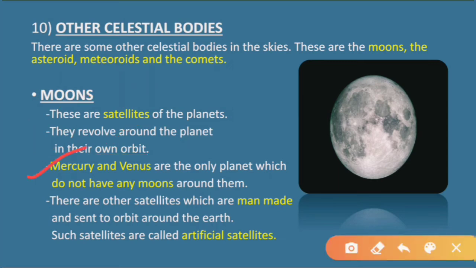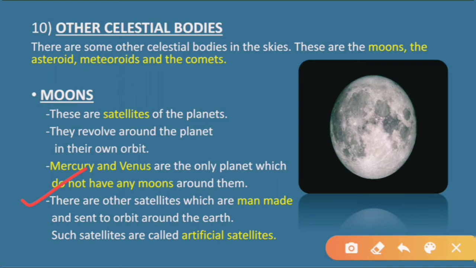Now Mercury and Venus are the only planets which do not have any moon around them. You have studied that planet Mercury and planet Venus do not have moons around them. Next, there are other satellites which are man-made and sent to orbit around the earth. Such satellites are called artificial satellites.